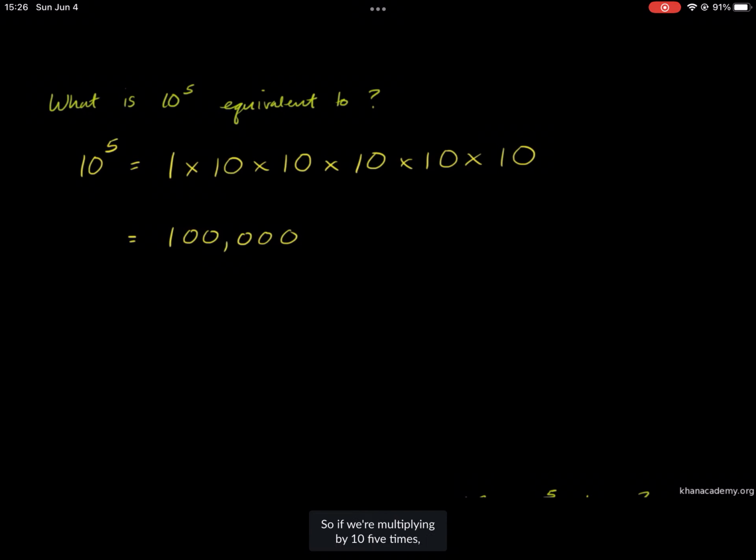So if we're multiplying by 10 5 times, we're going to add 5 zeros to the product. So this is literally going to be 1 followed by 5 zeros. 1, 2, 3, 4, 5. So 10 to the 5th is the same thing as 100,000.